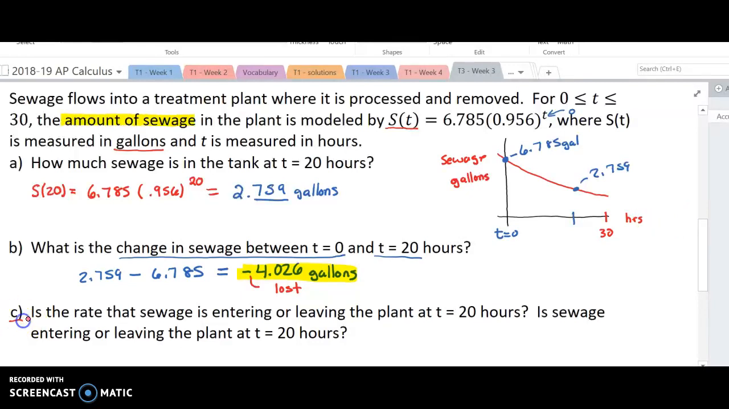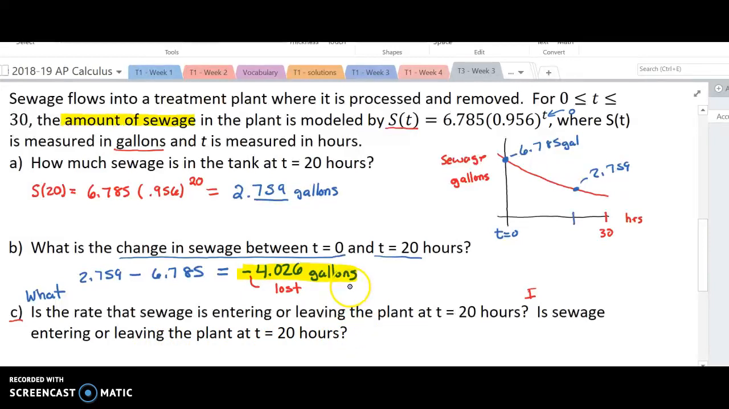Now we'll look at part C. Is the rate that sewage is entering or leaving the plant at 20 hours increasing? Actually, the problem should have been, what is the rate sewage is entering or leaving the plant at 20 hours? And then is sewage entering or leaving the plant at 20 hours?